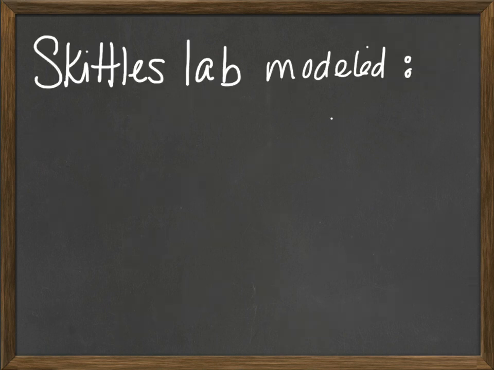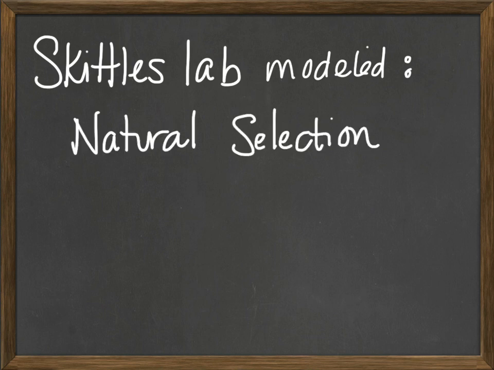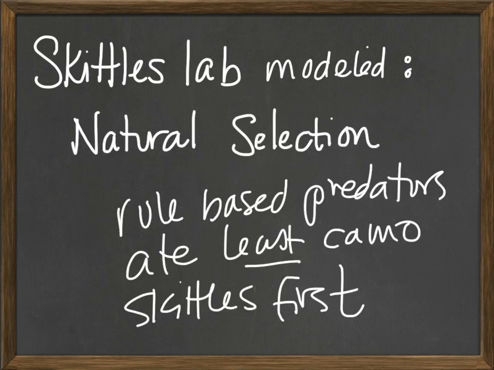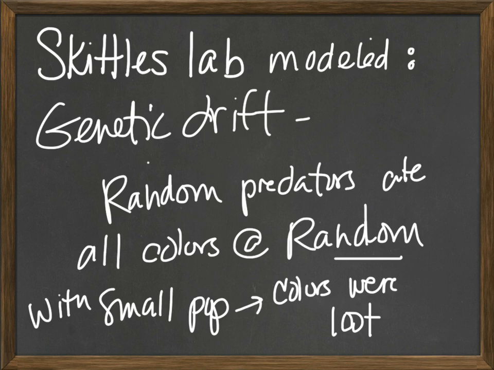Okay, so let's talk about the experiences you've had in Level 2 so far. In the Skittles, or pseudo-Skittles as the case may be, lab, what was modeled? Well, natural selection for sure. If you were a rule-based predator, you were either eating the least camouflaged, the lightest colored, or the most camouflaged, the darkest colored Skittles first. And very often we see shifts in the population that push the distribution of color in one direction or the other. The Skittles lab also can show genetic drift.